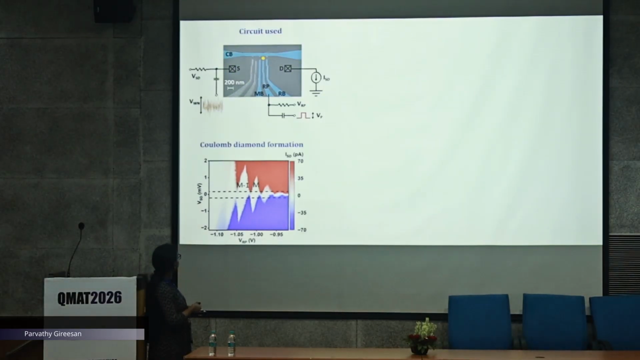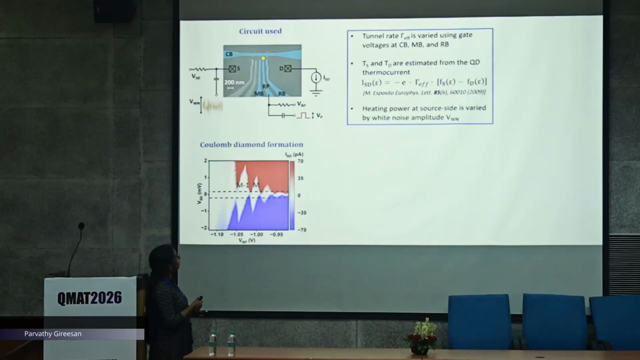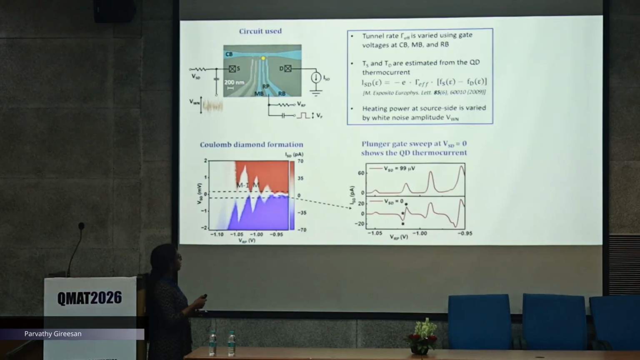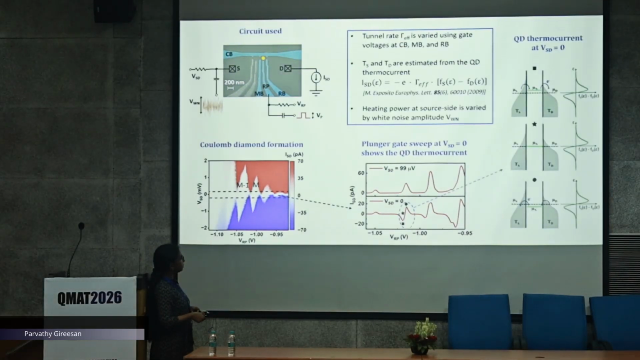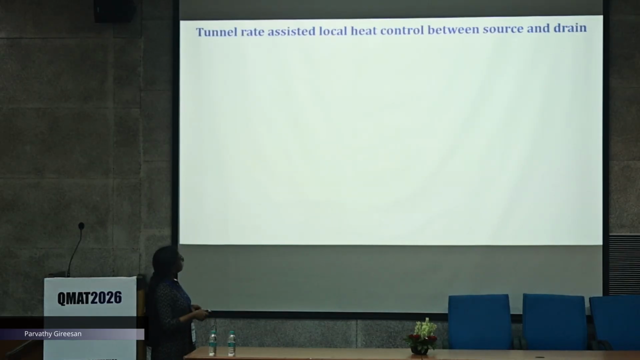The device showed the characteristic Coulomb diamond signature, and for the experiment we controlled the tunnel rate by means of the gate voltages at the 3 barrier gates. The electron temperatures at source and drain are estimated by fitting the quantum dot thermocurrent to a first-order tunneling model. The quantum dot thermocurrent is obtained by a line cut at the center of the Coulomb diamond. The line shape of this thermocurrent can be understood by the energy level diagram. Since only a single level is involved, it traces the line shape of Fs minus Fd, the difference in Fermi distributions across source and drain, and that gives 0 current at the center and non-zero current of opposite polarities on either side.